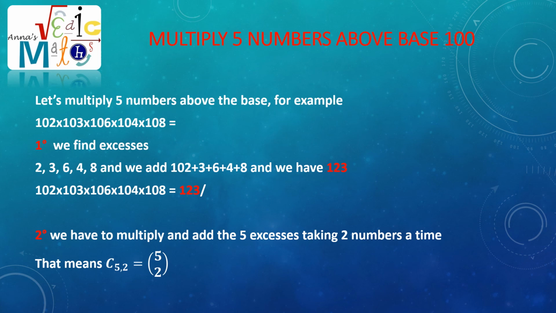We have some steps. First, we find the excesses: 2, 3, 6, 4, 8. And we add 102 plus 3 plus 6 plus 4 plus 8, and we have 133. The second step is to multiply and add the 5 excesses, taking 2 numbers at a time. This means the combination of 5 elements taken 2 at a time.